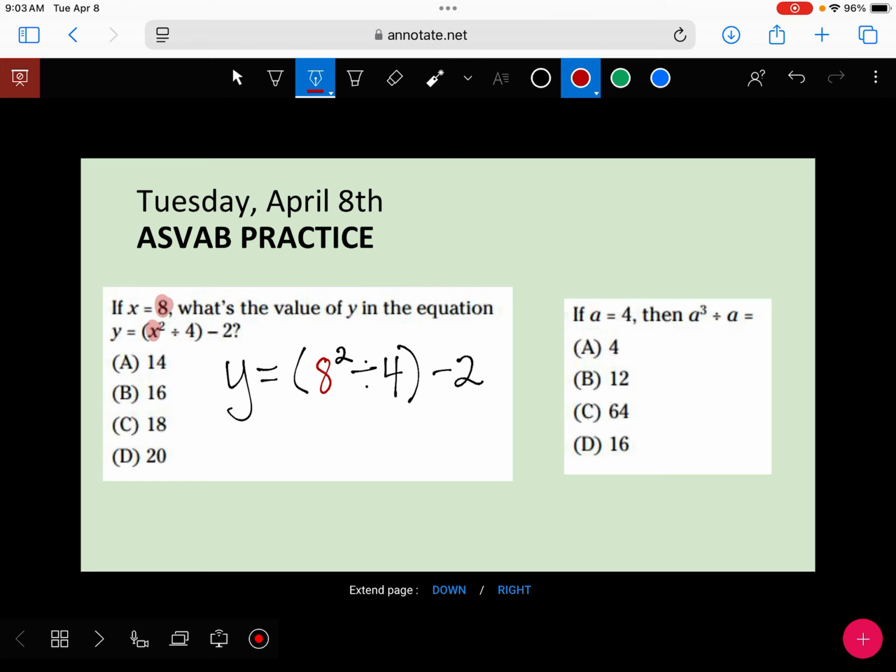Now, I will tell you that the ASVAB is no calculator. So if you are indeed planning to go to the military and you need to take the ASVAB, you should practice doing these questions without a calculator, just so you know. So take a couple of minutes and pick what choice you would pick, A, B, C, or D.